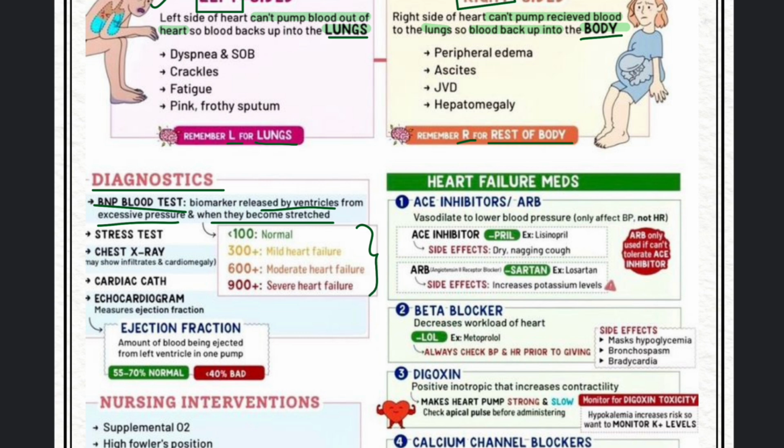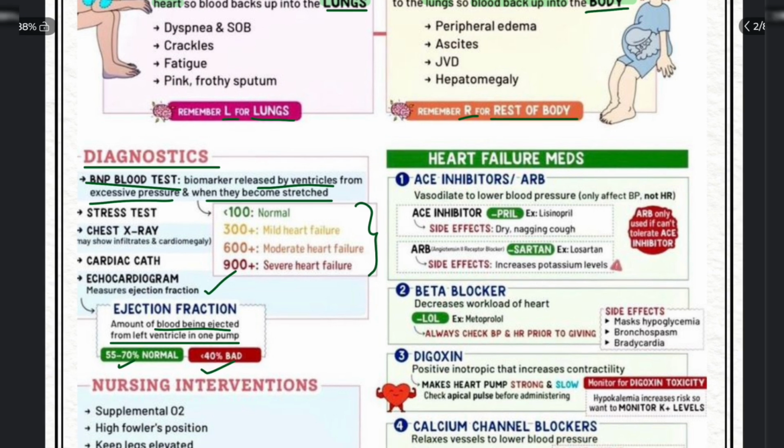Then there is a stress test. Then a chest x-ray that shows infiltrates and cardiomegaly. Then there is cardiac cath, and there is the echocardiogram, which measures ejection fraction, the amount of blood being ejected from the left ventricle in one pump, and these are the values to be remembered.